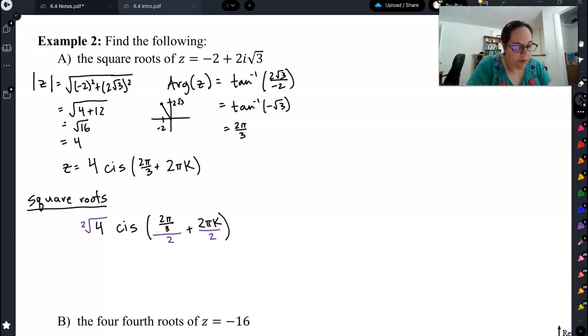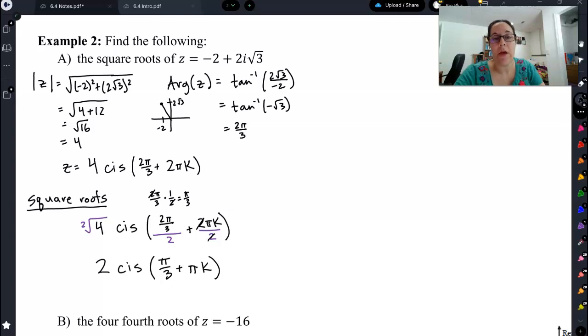So the square root of 4 is 2. 2 pi thirds divided by 2, you could keep, switch, flip, times by 1/2. Your 2's cancel and you just get pi thirds. So it gives me pi thirds plus 2 pi over 2 pi k. So here are my roots.